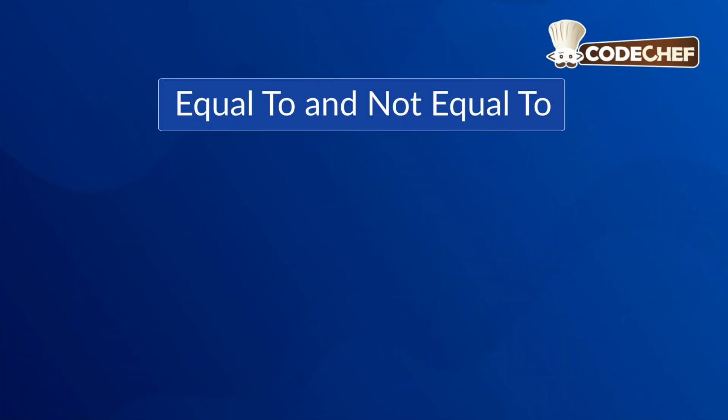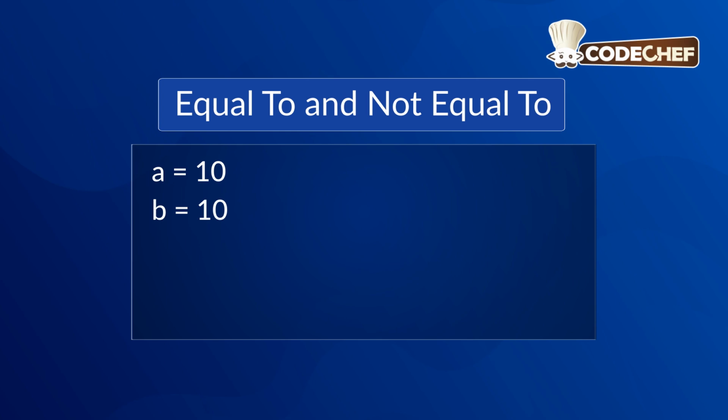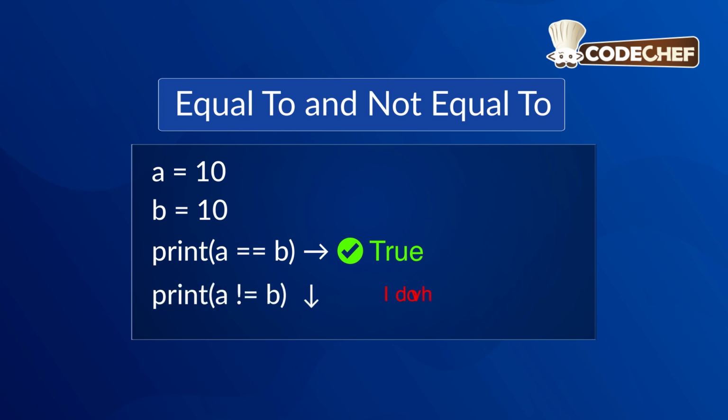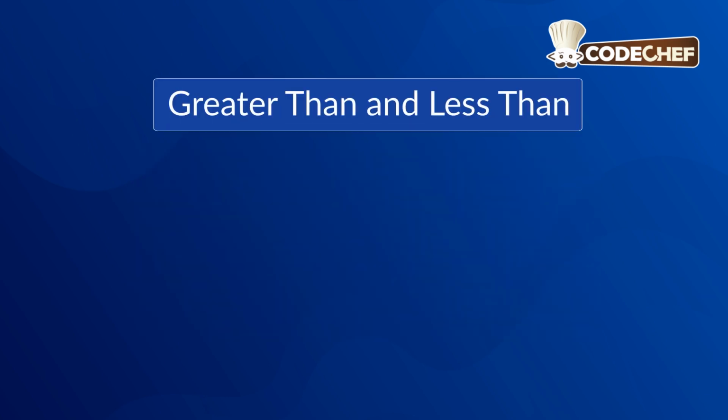Let's try a quick check. Are 2 numbers the same or different? We set both a and b to 10. When we ask Python if a equals b, it replies, true. Yes, they match exactly. But when we ask if a is not equal to b, Python says false, because there's no difference between them.